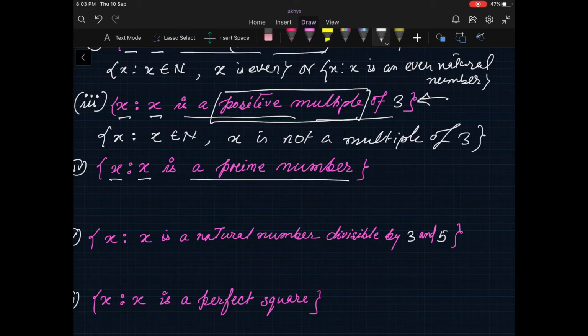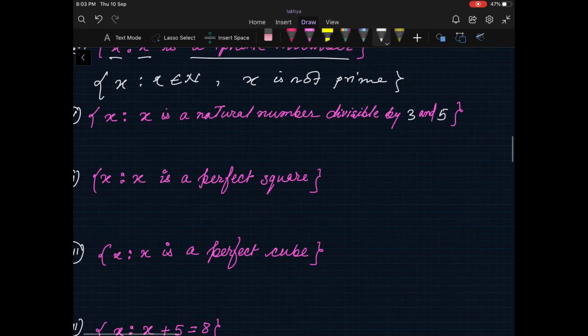Now X such that X is a prime number. Its complement is X such that X belongs to N, where X is not prime. And the next one, X such that X is a natural number divisible by 3 and 5, that is, divisible by both 3 and 5.